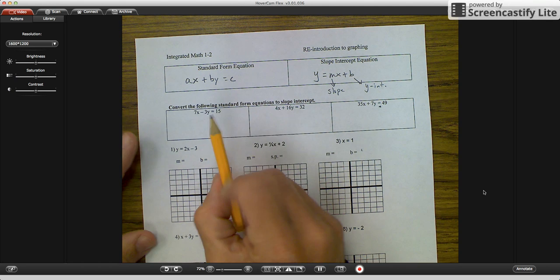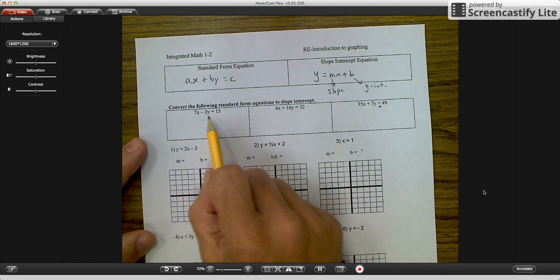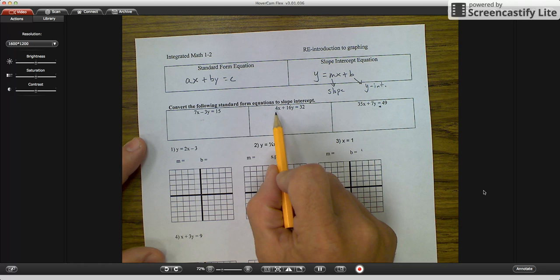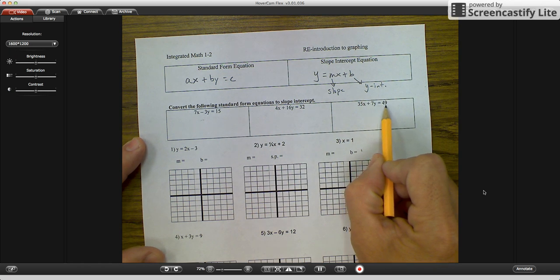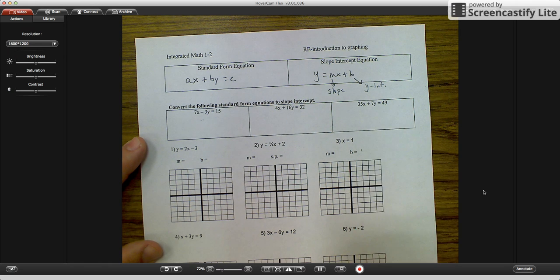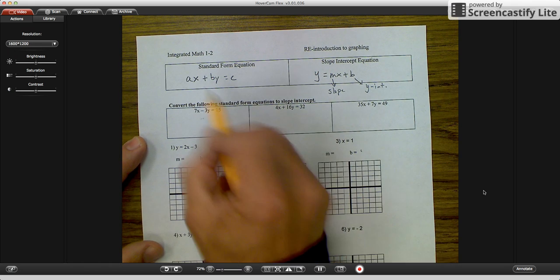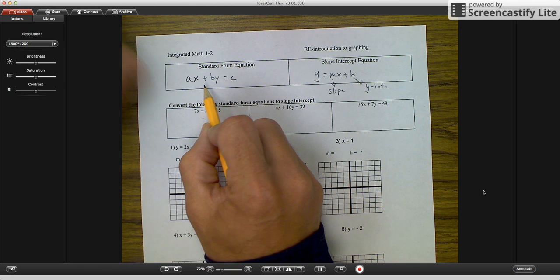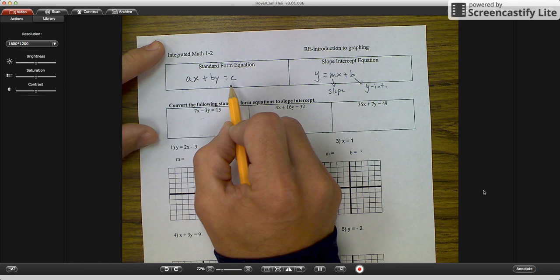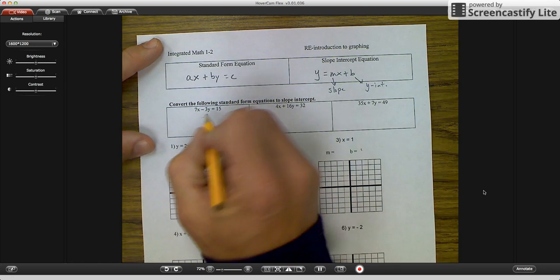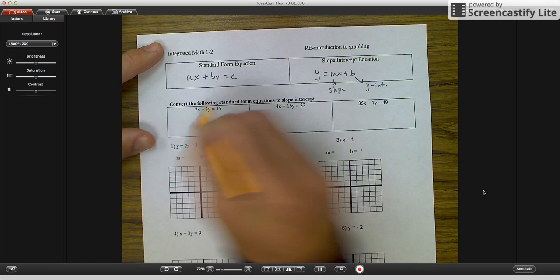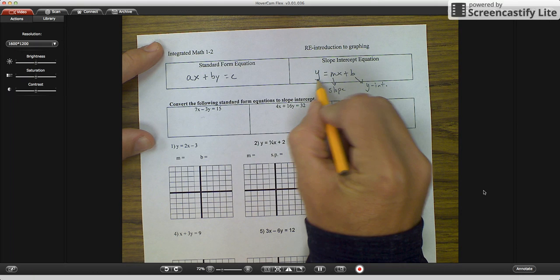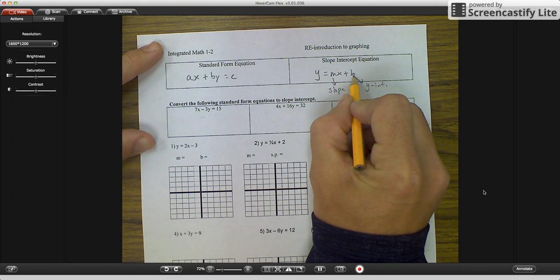So as I look at these three equations, 7x minus 3y equals 15, 4x plus 16y equals 32, and 35x plus 7y equals 49, I notice that these are standard form equations. So in order to graph them, it's easier to convert them into slope-intercept. If you're ever asked to graph, you can always convert it into slope-intercept. So we need to get the y by itself, equal sign, the x, and the b.